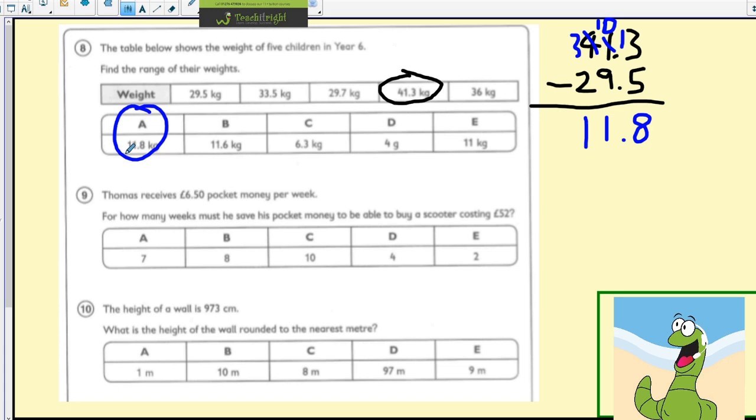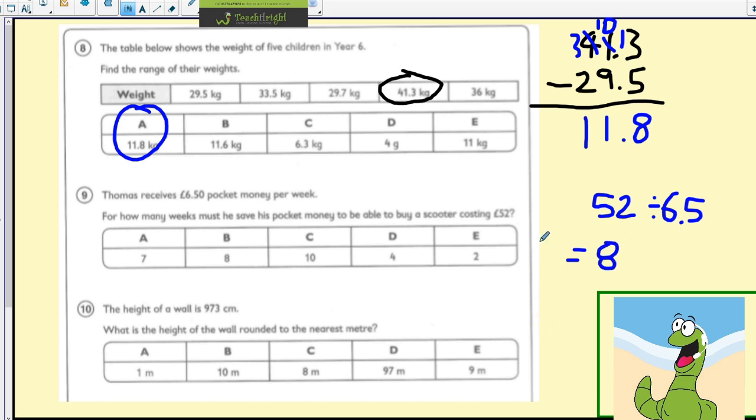Number 9, £6.50 a week pocket money. How many weeks must he get to £52? So that's going to be essentially 52 divided by £6.50, which is one way of getting there, probably the fastest. Or if you wanted to just keep doubling £6.50, you could also get there that way. But the number of times is, if we divide the two, you end up with an answer of 8.